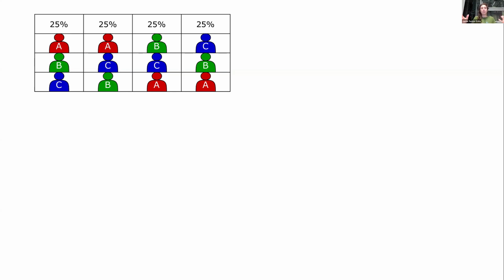Yet there is a clear plurality winner here. A has the most first choice votes. So if you run the plurality voting rule on this instance, on this preference profile, this preference distribution, A should be the answer. And so this shows that an algorithm is going to run into trouble.